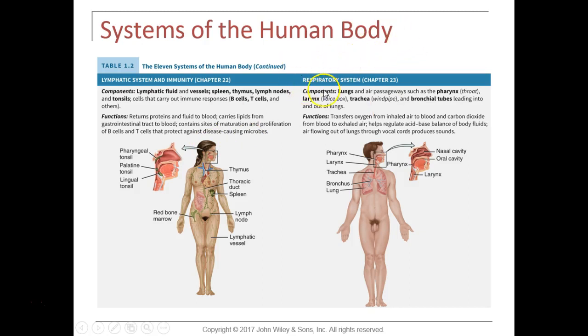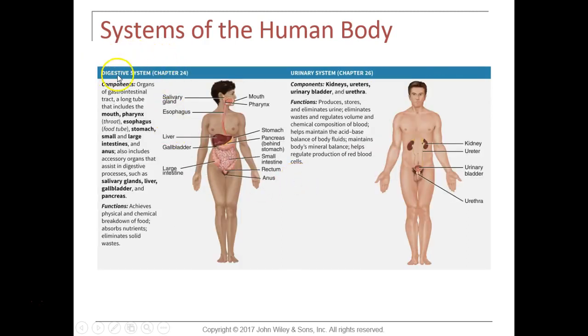The respiratory system includes your lungs. It includes your throat, which is called our pharynx, your voice box, which is the larynx, your windpipe, which is the trachea, and then all of the tubes that allow air to go in and out of our lungs are called the bronchial tubes.